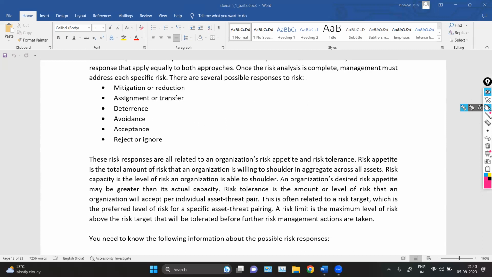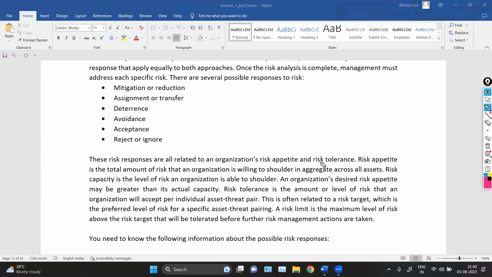First is mitigation or reduction, which is like reducing the risk impact. Assignment or transfer, which is like transferring the risk. Deterrence, avoidance, acceptance, and reject or ignore. So let's see them one by one. But before that, we have some terms here.